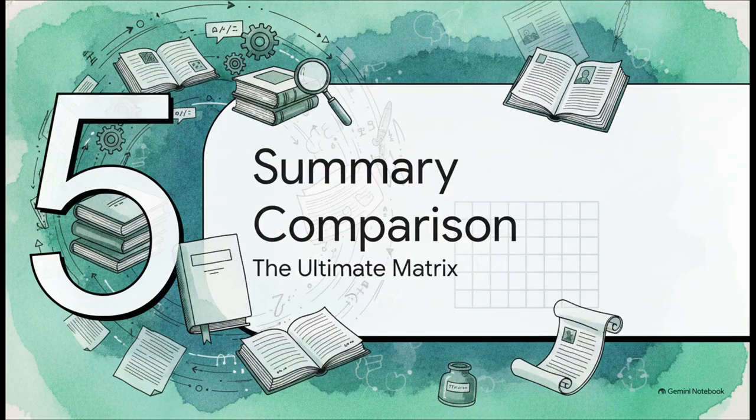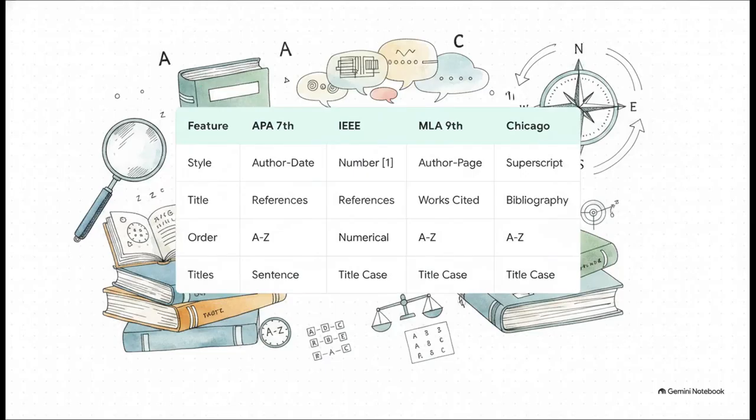And finally, Section 5, Summary Comparison. Let's pull this all together. When we view all of these side by side, the little nuances really stand out. Just look at the endless titles. APA and IEEE call it references, MLA says works cited, and Chicago demands bibliography.